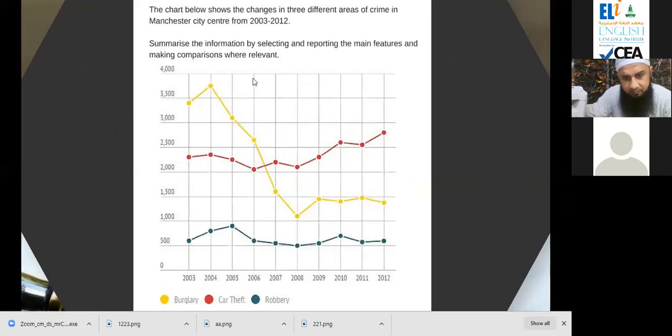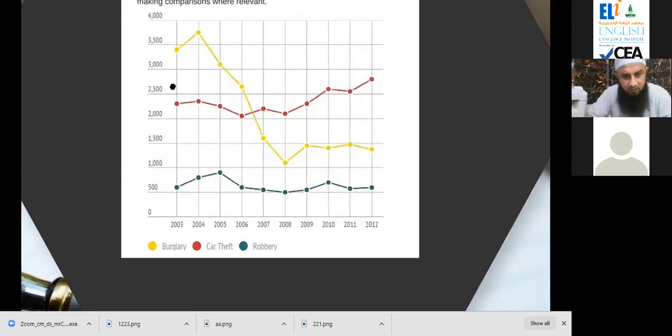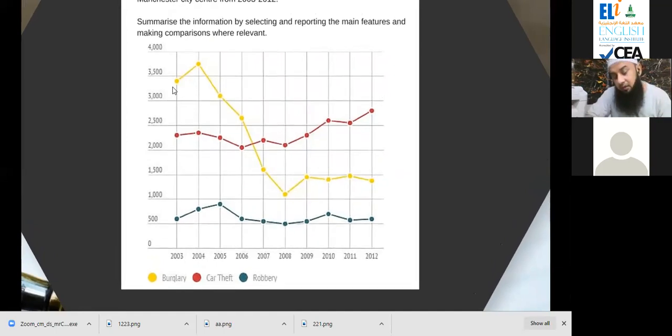So you check. Now, again, you have to see yellow, red, and blue, what they mean. Burglary, car theft, robbery, which has increased, dramatic increase, gradual increase, rise, fall, decrease, fluctuations. So you have to check all of them, and you need special vocabulary to understand this. Now look, what is stable from 2007 to 2009? It hasn't increased much. So you have to describe this as well.